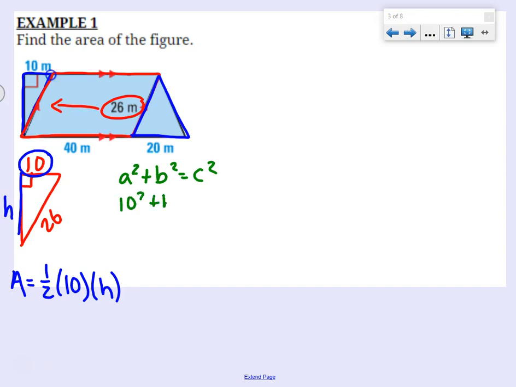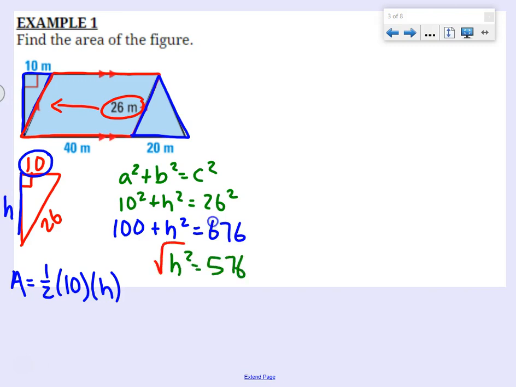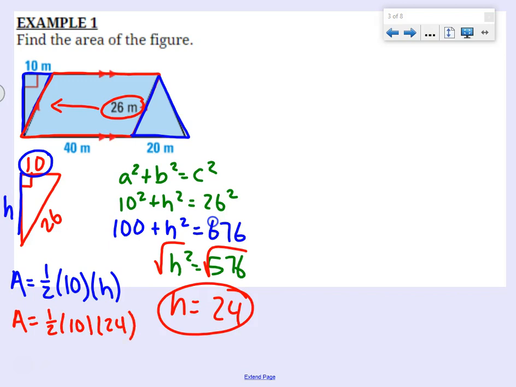So 10 squared plus h squared equals 26 squared. 10 squared is 100 plus h squared equals 26 squared, which is 676. Subtract 100 on both sides, we get h squared equals 576. Take the square root of both sides, and we get h equals 24. Now we can plug that into our area equation. Area equals 1/2 times 10 times 24. Area equals 1/2 of 240. So the area would equal 120.